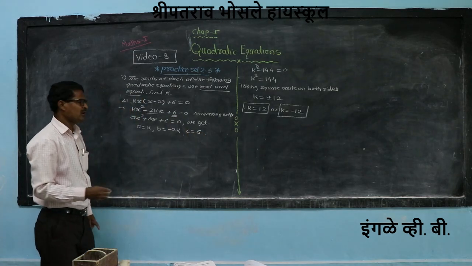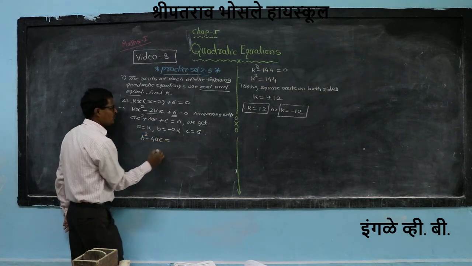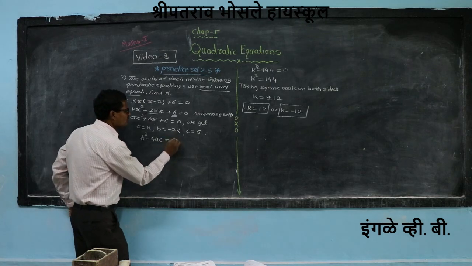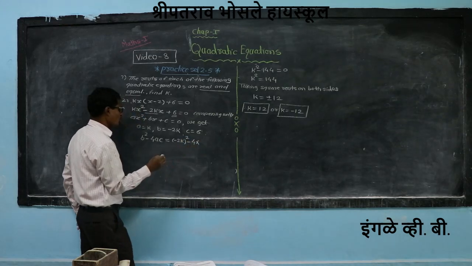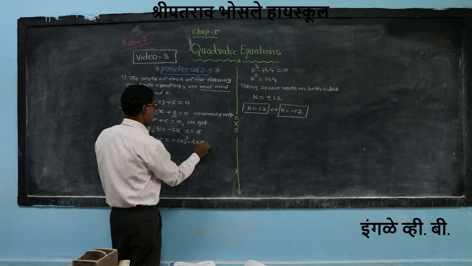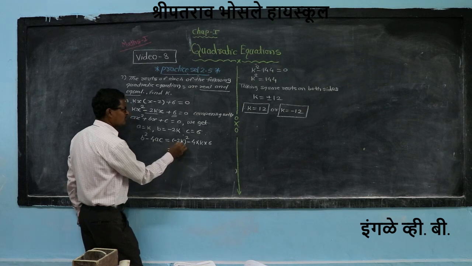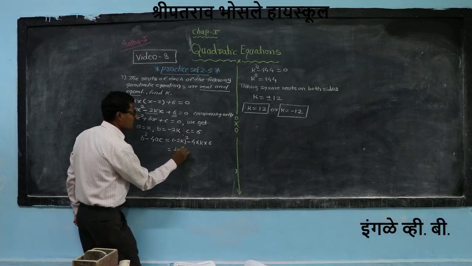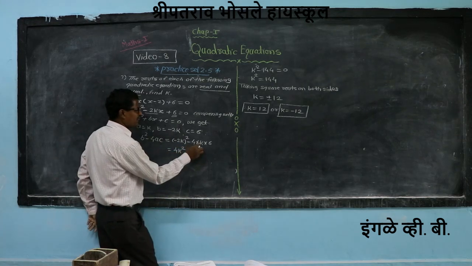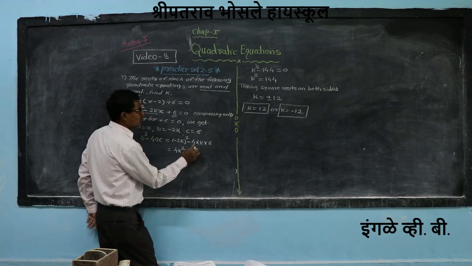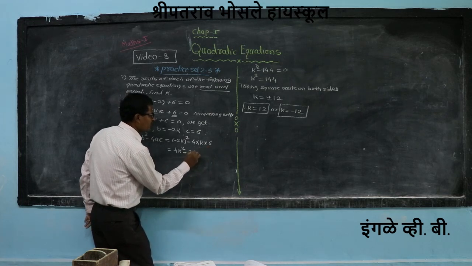Now here we have to find the value of the discriminant. B square minus 4ac is equal to, the value of b is minus 2k, bracket square, minus 4 into the value of a, which is k, into the value of c, which is 6. Minus 2k whole square means 4k square, minus 4 multiplied by k multiplied by 6, which is 24k.